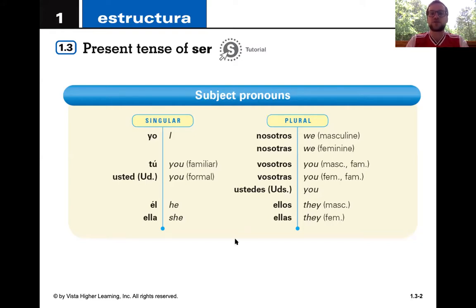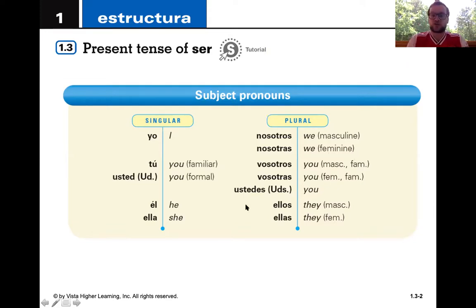Okay, we also have nosotras if it's all females. If it's all a group of females, it would be nosotras. I could never say nosotras, right? And be talking about myself, because if I'm including myself in that conjugation or in that subject pronoun, then just one male will tip the scales and make it nosotros, right?